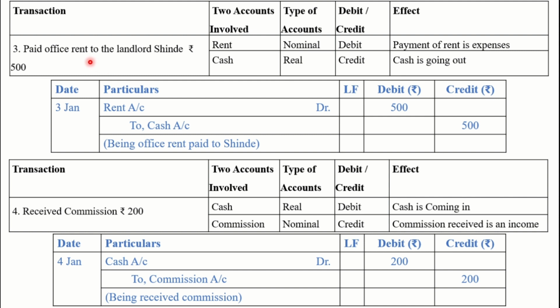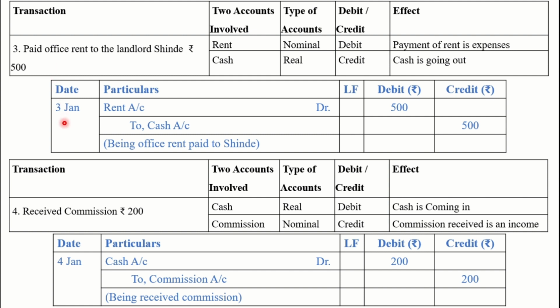See, paid office rent to the landlord means rent is an expense. And what is the rule of nominal account? Debit all expenses and losses. That's why rent account is debited. Cash is paid means cash is going out of the business. That's why cash account is credited. Cash is going out. The journal entry of this transaction is paid office rent to the landlord Shinde rupees 500.